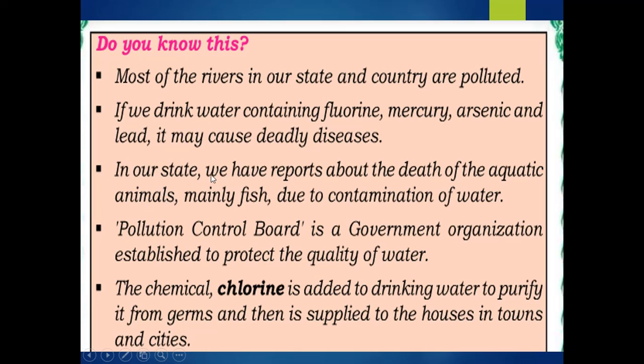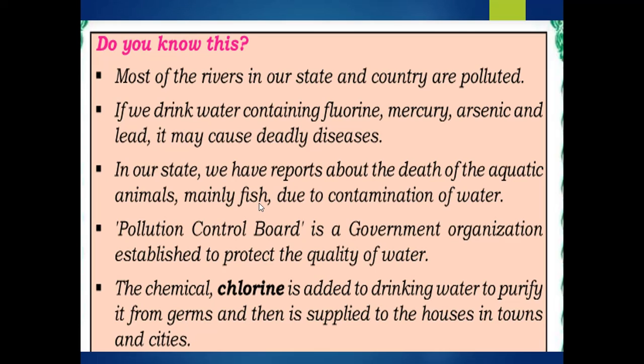In our state we have reports about the death of aquatic animals, mainly fish, due to contamination of water. In our state, Karnataka, there is a report of the death of aquatic animals. What is meant by aquatic animals, children? Animals which live in water, mainly fish. They die because of the contamination of water. Contamination means impure water due to dust particles present in the water, or polluted water.